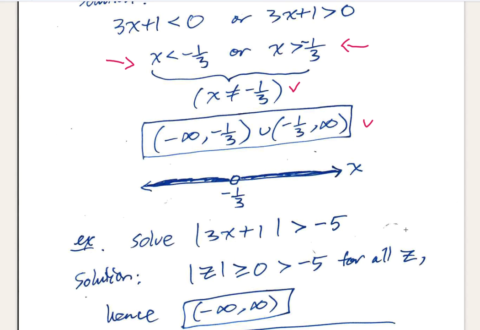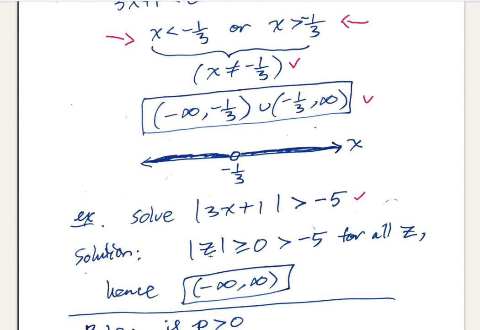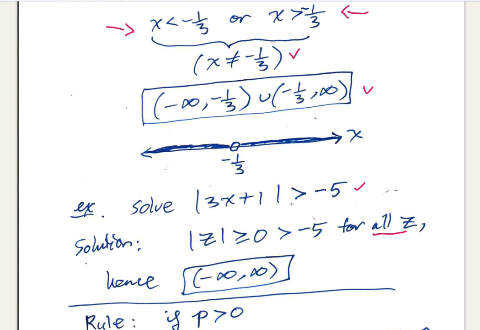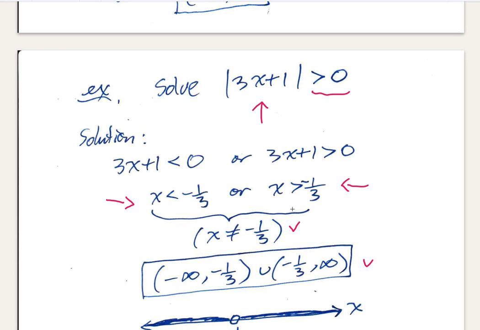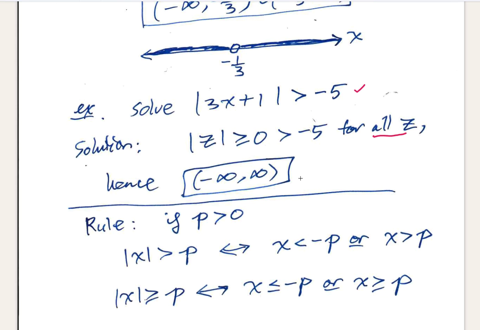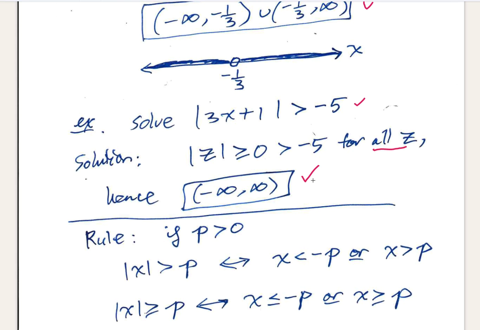This one: solve the absolute value of 3x plus 1 is greater than negative 5. This is easy too. The absolute value of z is greater than or equal to 0, which is certainly greater than negative 5 for all z. So once again, just like the problem a couple problems ago, we're going to have all real numbers as the solution. I don't care what real number I put in here, 3x plus 1 will also be a real number. Its absolute value will be greater than or equal to 0, and therefore greater than negative 5.